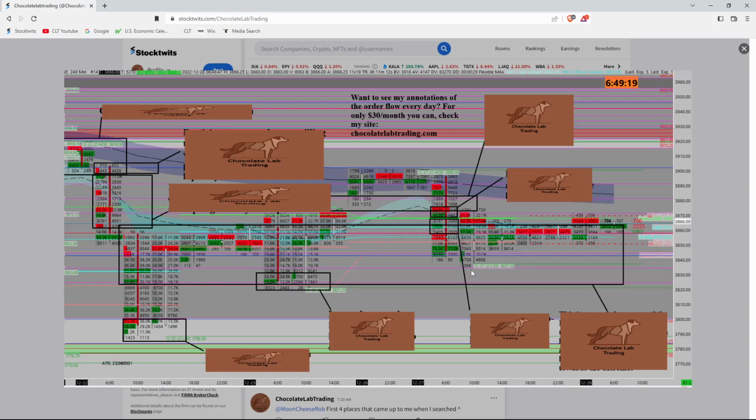Footprint charts are very customizable. Everyone has their charts customized in different ways. You could take a look in the home of the YouTube page, and I have a quick video explaining how I have my specific chart set up. But we're looking at transacted volume. This is the transacted contracts on the E-mini.